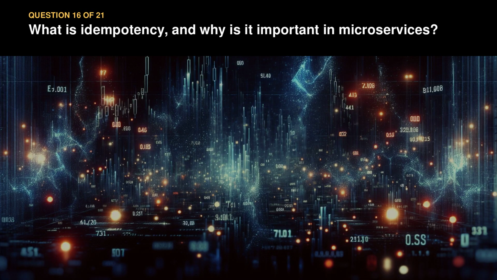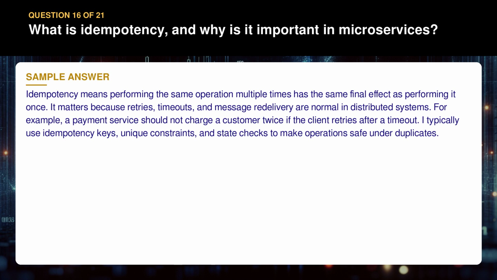Question 16. What is idempotency and why is it important in microservices? Idempotency means performing the same operation multiple times has the same final effect as performing it once. It matters because retries, timeouts, and message redelivery are normal in distributed systems. For example, a payment service should not charge a customer twice if the client retries after a timeout. I typically use idempotency keys, unique constraints, and state checks to make operations safe under duplicates.